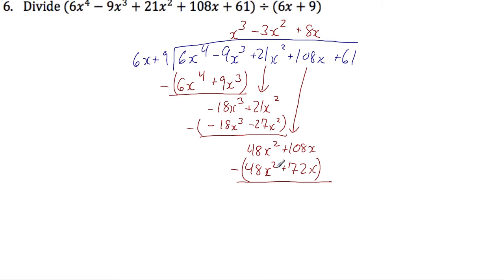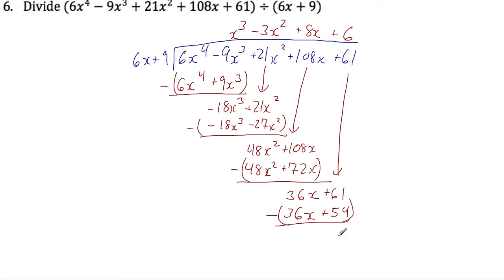both terms. First terms cancel out. 108x minus 72x gives us 36x. We bring down the 61. 36x divided by 6x is a positive 6, and we multiply. 6 times 6x is 36x. 6 times 9 is 54, and we subtract. First terms cancel out. 61 minus 54 is 7. Nothing left to bring down. That is our remainder. So we get plus 7 over 6x plus 9.